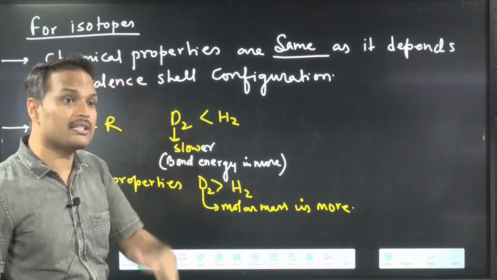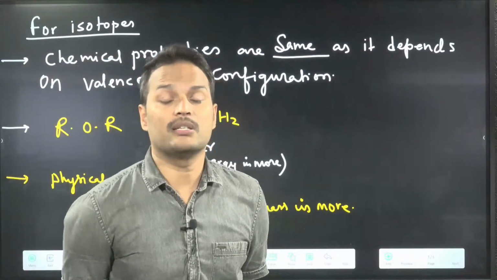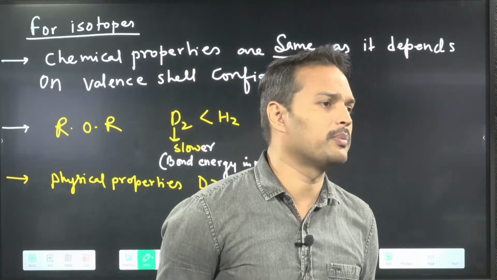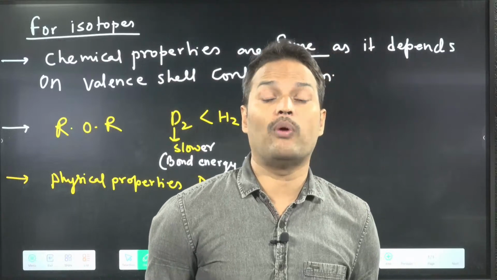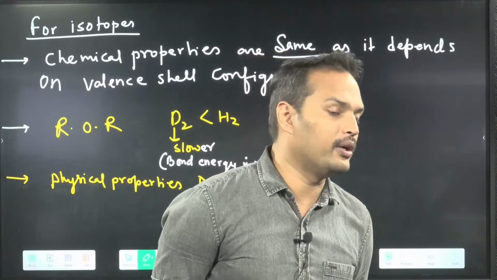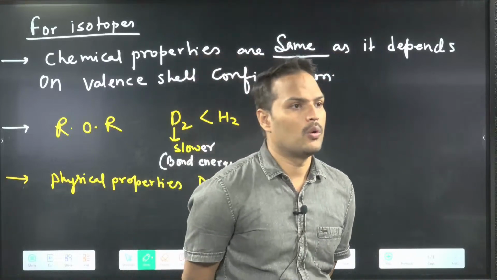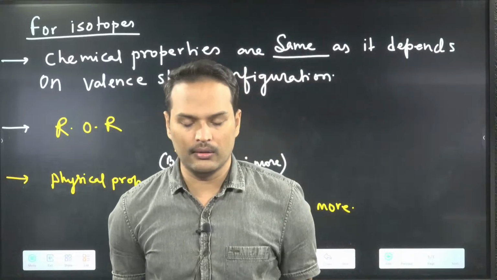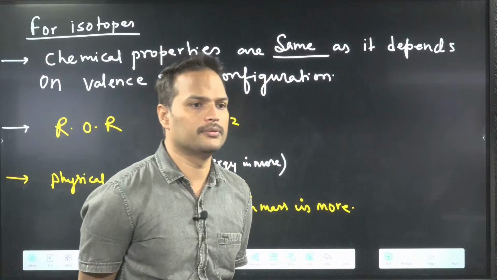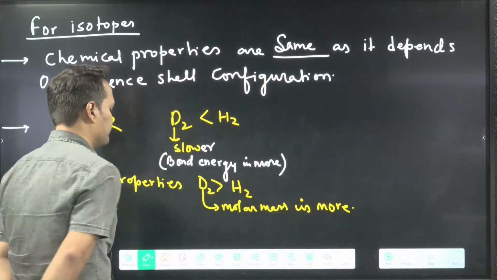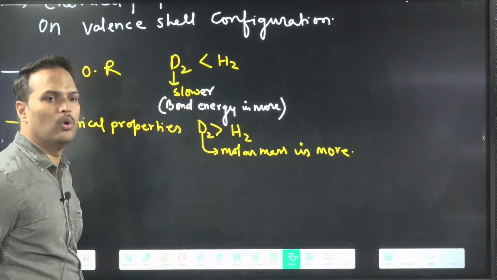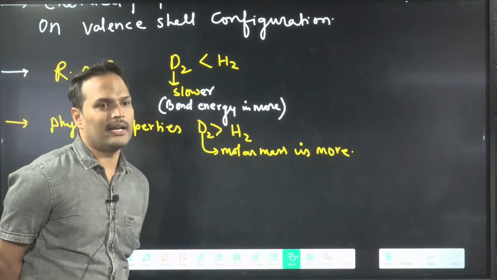They will ask you like this: which of the following properties are similar for isotopes? What is your answer? All the chemical properties. Or: why is a reaction with deuterium slower as compared to hydrogen? What will you give as the reason? You will simply say that the bond energy of D2 is more. Correct? You can write it in shortcut also.